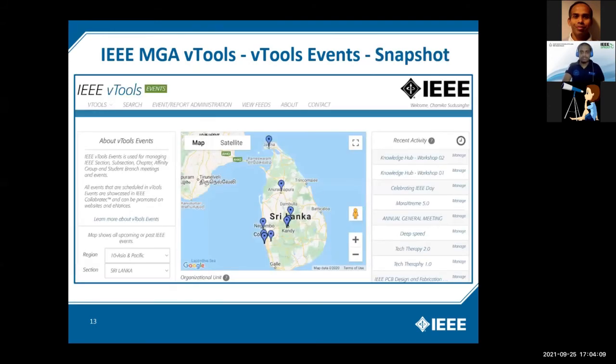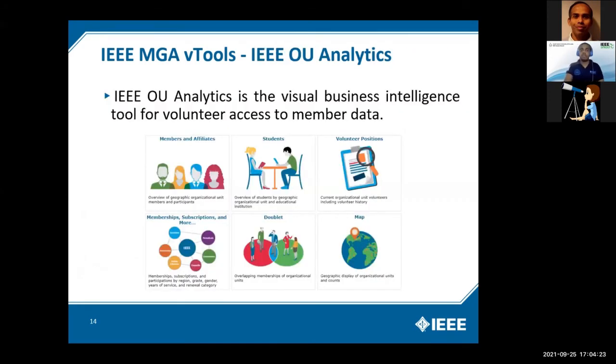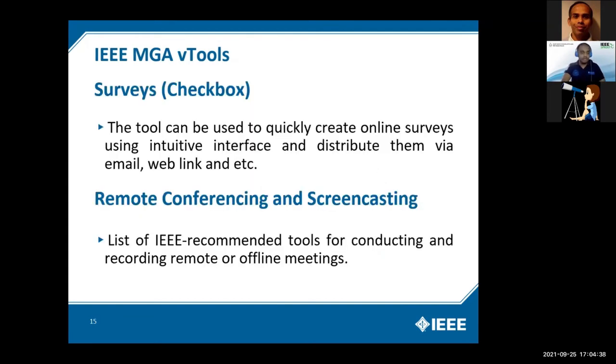I'm not going to go really deep into these. You have event snapshot. In V-Tools, you can see which event is happening and when. And then we have OU Analytics, where your chairman can go and check how many volunteers we have, how many memberships we have, how well we are doing, all the analytics regarding your organizational units. That means your student branch will be there. And then we have surveys and remote conferences and all.